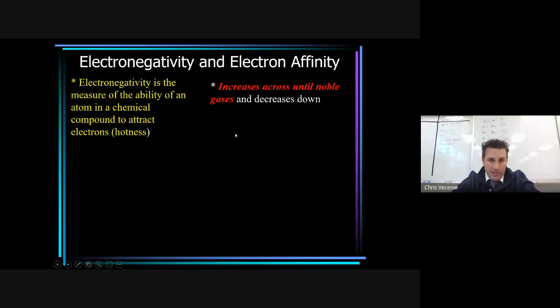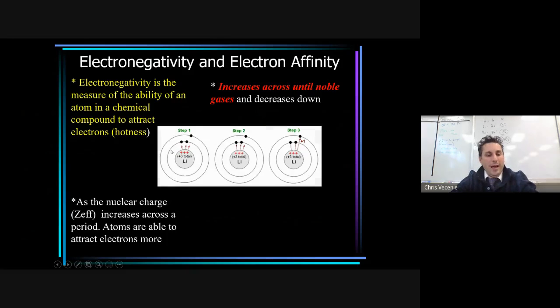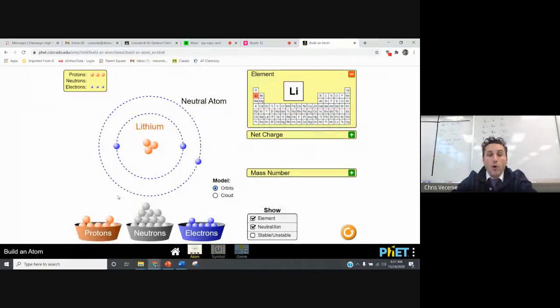The trend for both of these is that it increases across until the noble gases, and it decreases going down. I'm going to go back to where we were. As we go across, you're currently looking at lithium. What controls its attractiveness is how many protons it has. For electronegativity, we're not talking about lithium attracting its own electrons. We're talking about it attracting an electron from another atom, say over here.